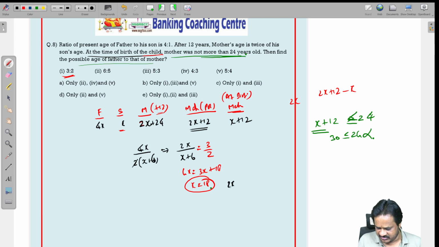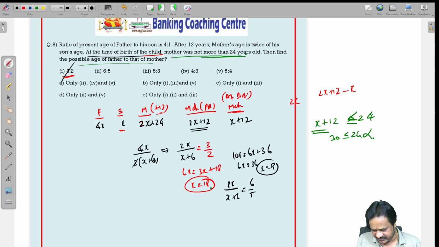That is nothing but 2x by x plus 6 equal to... this is not correct. Next one, 6 by 5. I am substituting the second one. Therefore, we are going to get 10x equal to 6x plus 36, 4x equal to 36, x value 9. If x value is 9, x plus 12 means 21.